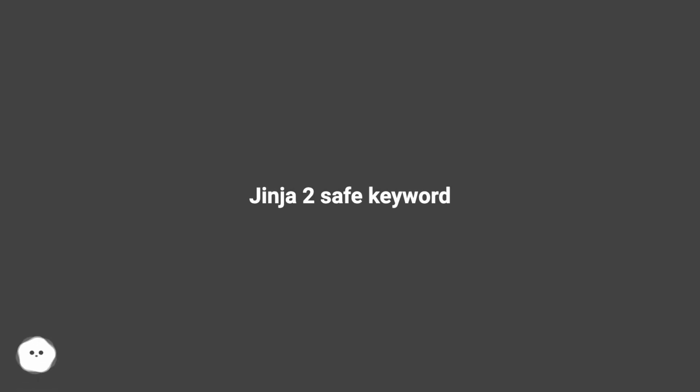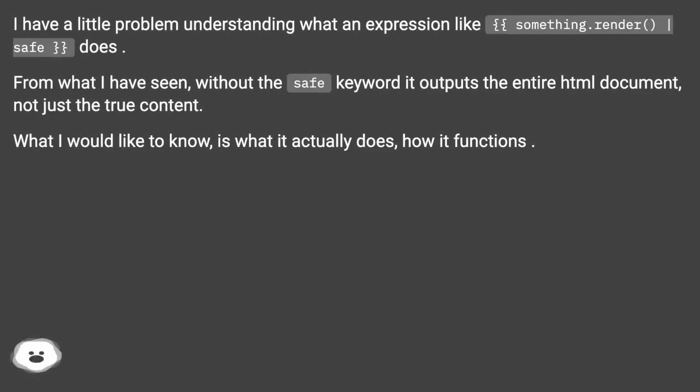Jinja 2 safe keyword. I have a little problem understanding what an expression like something.render safe does. From what I have seen, without the safe keyword it outputs the entire HTML document, not just the true content. What I would like to know is what it actually does, how it functions.